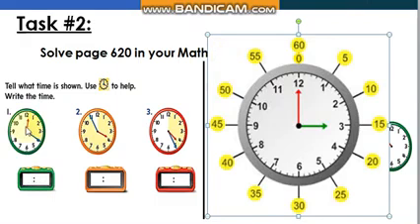Remember to look at the short one first. The short one is pointing at 12. So it's between 12 and 1, but it's not 1 yet, right? So the time is 12, and look at the long one. It is pointing at 4, and 4 is 20, so it's 12:20. Excellent, 12:20. Let's go to number 2.